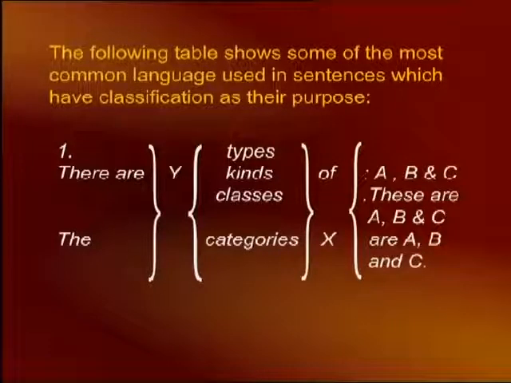Then you can even say there are Y, whatever, classes of, and then you will enumerate. You can also use the expression the types, the Y types of, the Y kinds of, the Y classes of, the Y categories. Now Y is a symbol. It could stand for anything.